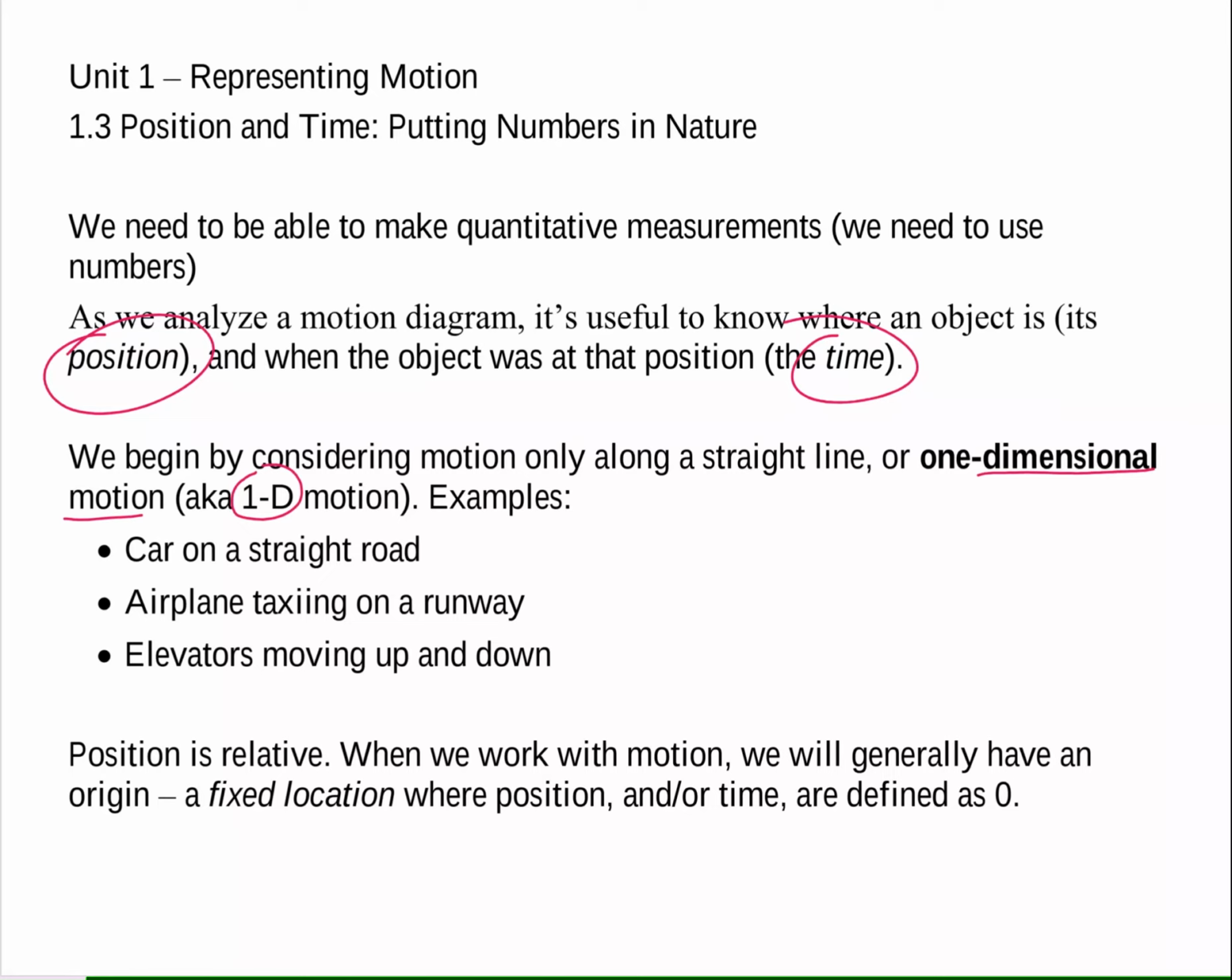Position is always relative. Now this is something that's a little bit tricky sometimes for people to wrap their head around. Position is always relative. Like right now, where are you? Well, you're here in this classroom, but you're also here in this town, in this county, in this state, in this country, on planet Earth, in our solar system, in the universe, right? So there's a lot of different ways you can answer that question, okay?